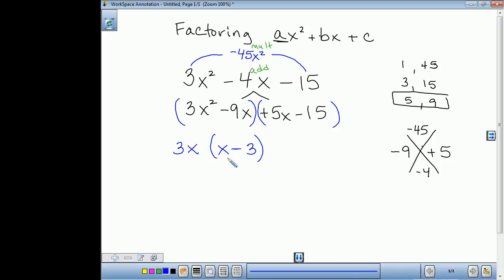Now remember, we want this one to match this one, don't we? So what do I divide out of here? 5. So I have to divide a 5 out of this group to be left with x minus 3.